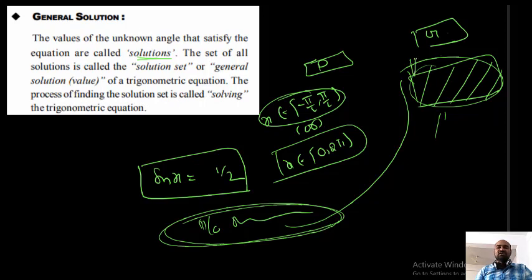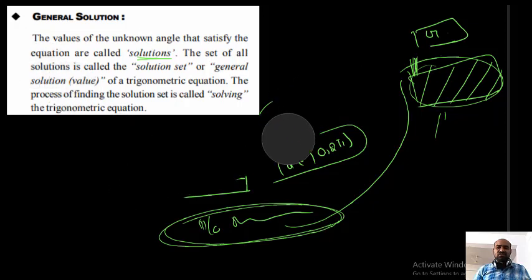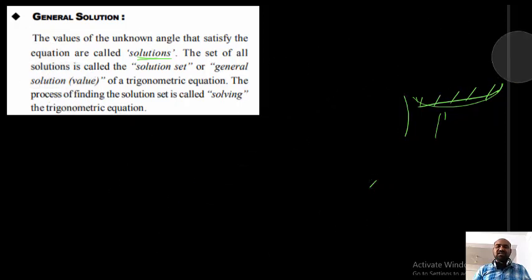How will we get this solution? The procedure is called solving the trigonometrical equation. Students, this is a very, very important topic and also difficult. One by one, I want to explain, students. So how we will proceed, that is the important thing.